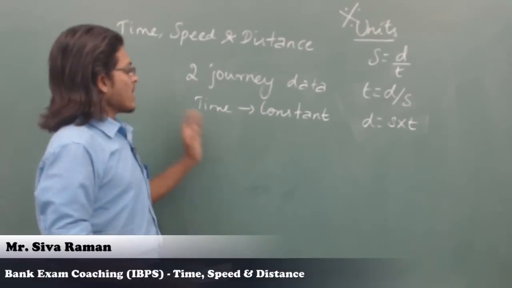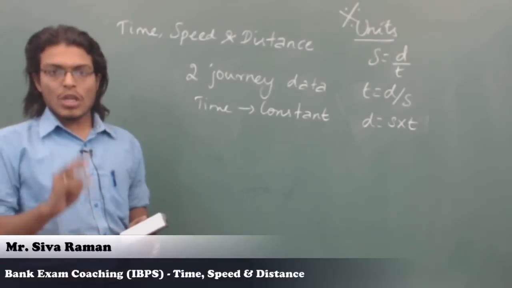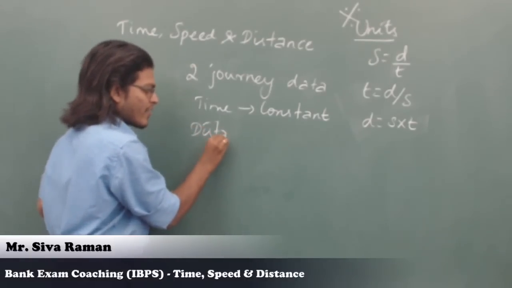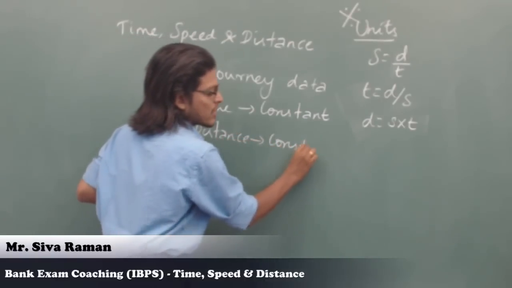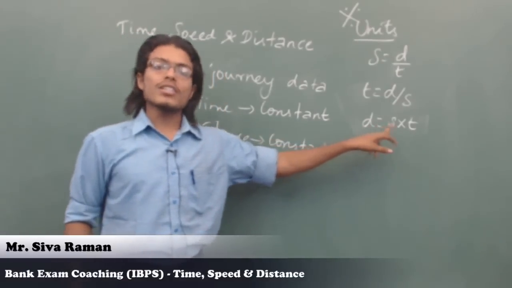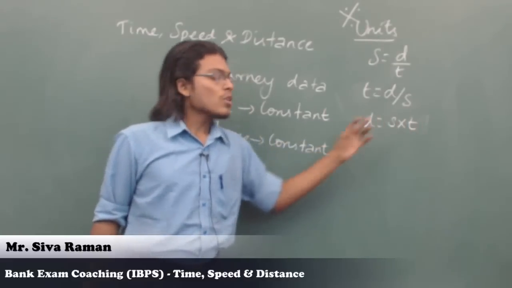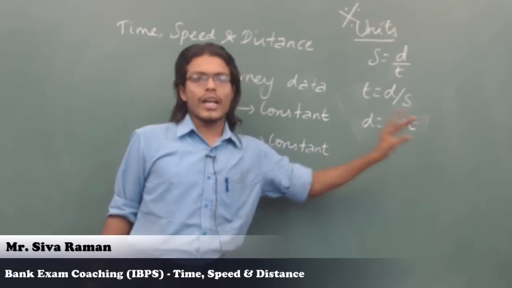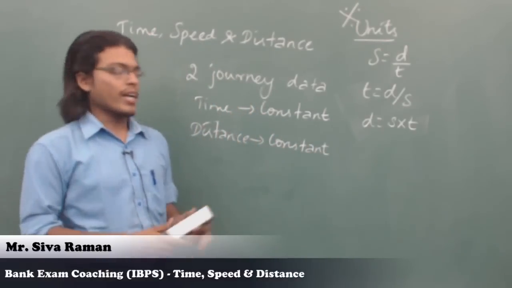If you find that the distance is constant, what you have to do is equate the distance parameters. So for equating distance, you will be given two different speeds and two different times. So one side speed into time is equal to another speed into time. You have to choose variables accordingly to arrive at the final answer.